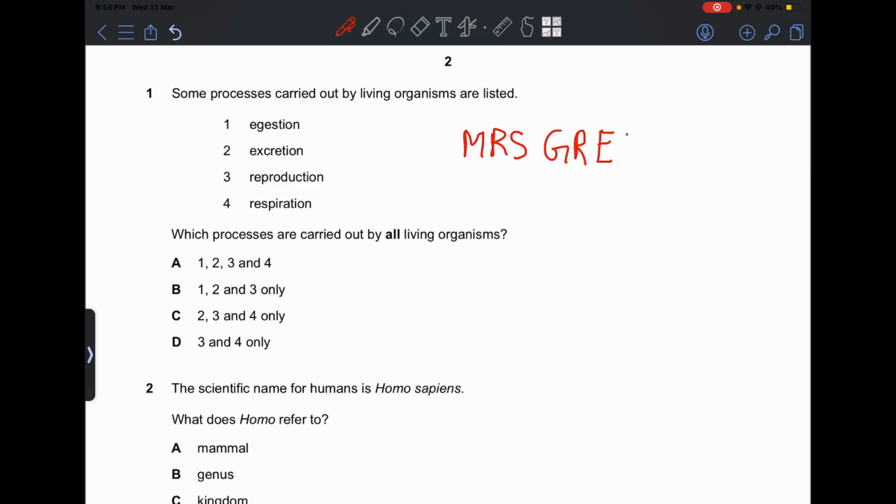So this is characteristics of living organisms, which means things that any living organism would do to show that it's actually a living organism. So M is movement, R is respiration, S is sensitivity, G is growth, R is reproduction, E is excretion, and N is nutrition. So over here you're going to see which options are from MRS GREN. So this is excretion and reproduction and respiration. So the answer is going to be C because digestion is not in MRS GREN.